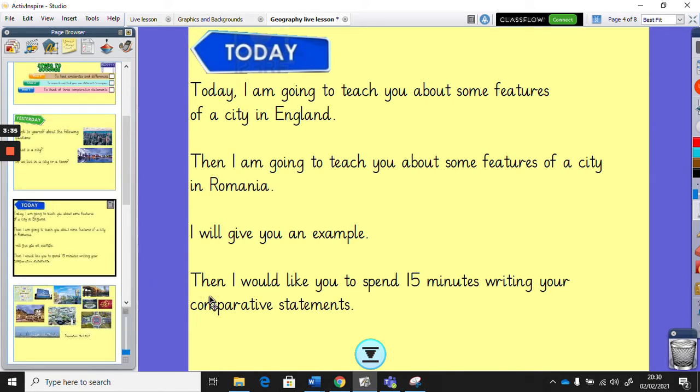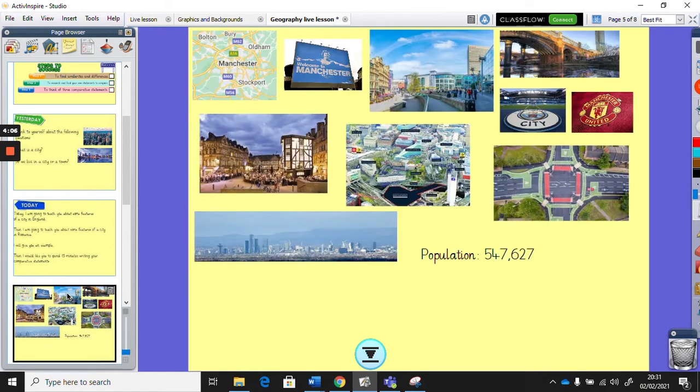A comparative statement is when we compare 2 things. So we look at what is similar about those 2 things, but also, and crucially, what is different about those 2 things. So today, we are comparing a city in England to a city in Romania. We're going to look at the differences and we are going to look at the similarities. And then we're going to be writing some statements.